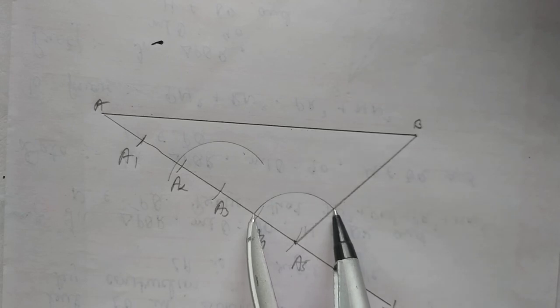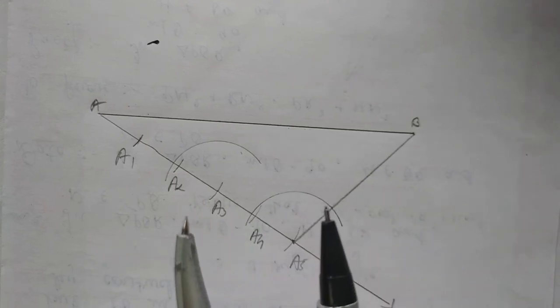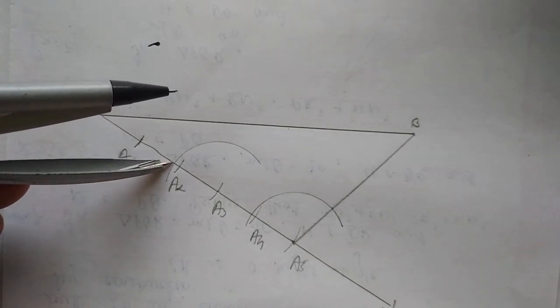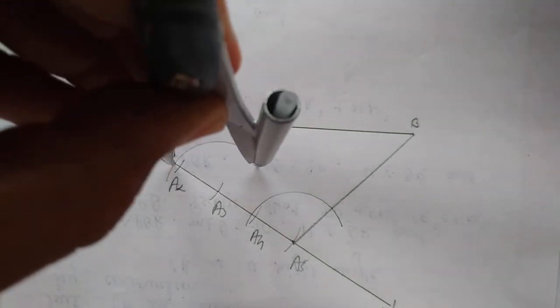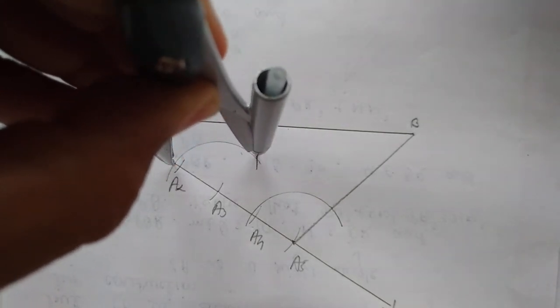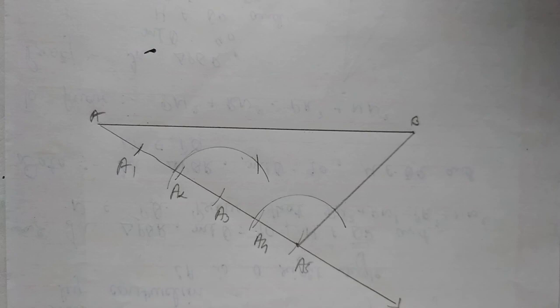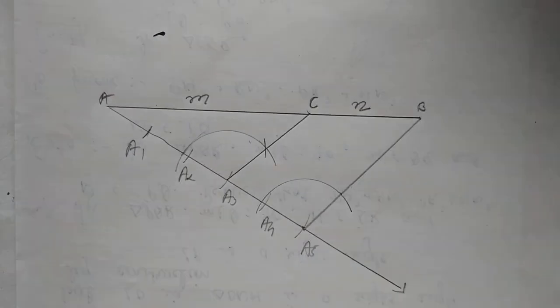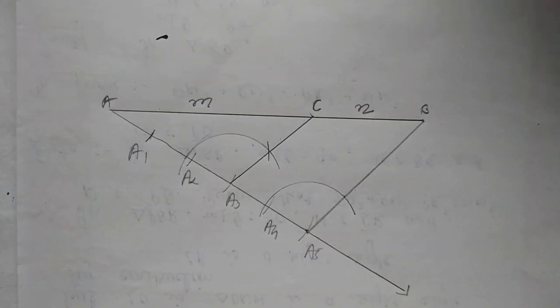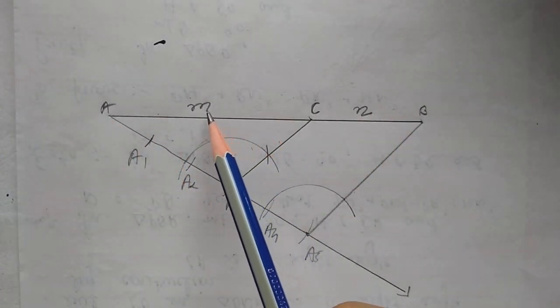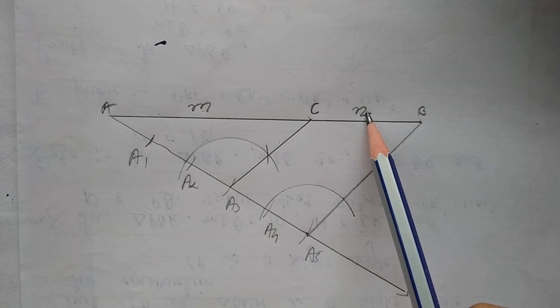This is known as radius children. So this new radius we have taken. Now put this here children. Okay, and it will cut here. Clear children? So children, this way we have divided AB line segment into m:n ratio.